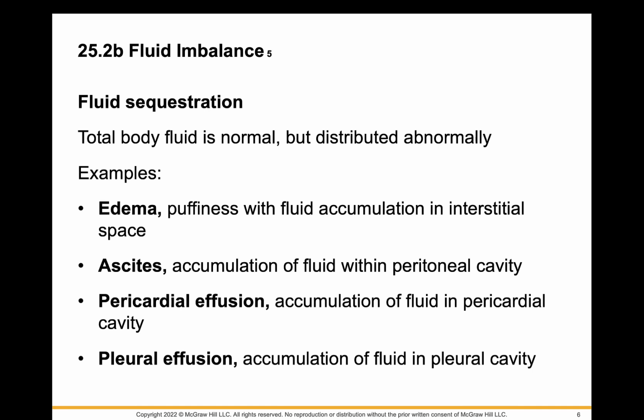Now, the last type is fluid sequestration. The body fluid is normal, but it is distributed in an abnormal way. The best example that I can give you is swelling or edema. Remember, this is puffiness with the accumulation of fluid in the interstitial space. If we look at ascites, this is just a much more specific accumulation of fluid, and it's occurring within the peritoneal cavity. Pericardial effusion is when fluid starts to accumulate within the pericardial cavity. And then we have pleural effusion, and this is the accumulation of fluid in the pleural cavity.